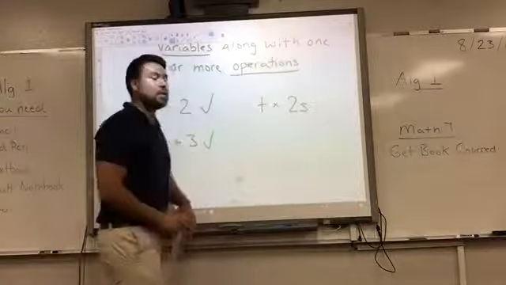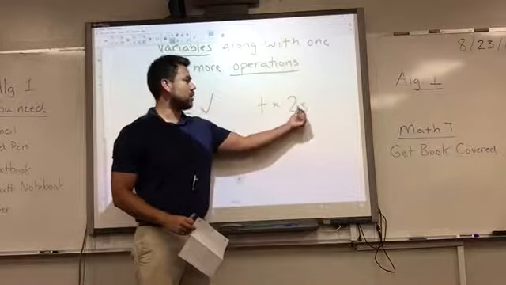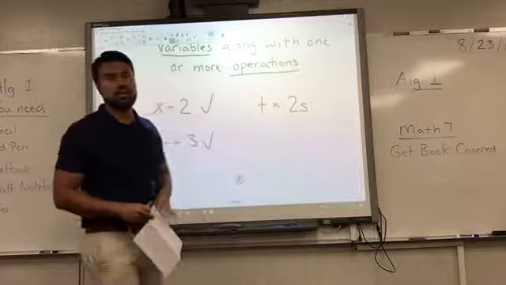Okay, so the way we see it a lot of times, and I'll get to this in just a moment, is you're going to see it like this. 2 times a variable, 2s. Question?